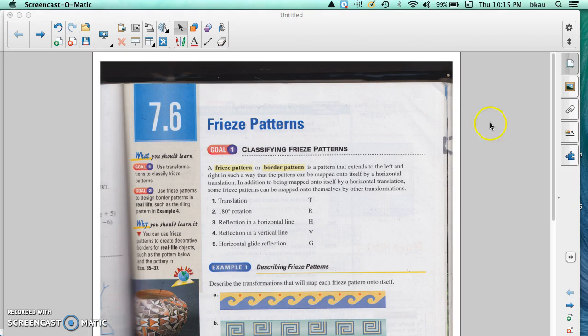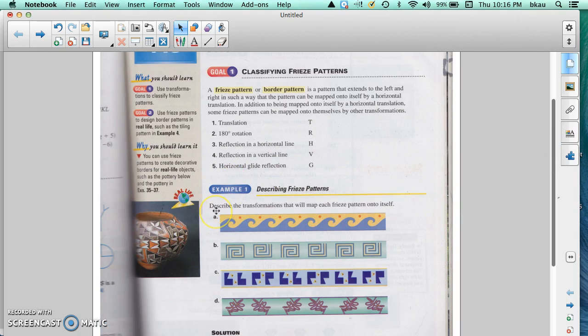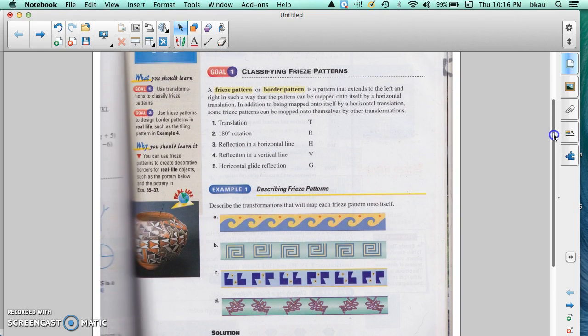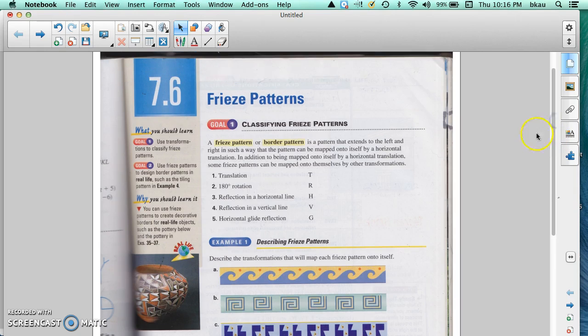Now, Frieze patterns are used in decorative things. You could see them in this case, they had it in this pot right here, or you could see it in your bathroom tiles. You could see it in tilings around homes. You could see it on some of the building that you do on your house. There's some frieze patterns built into those constructions.